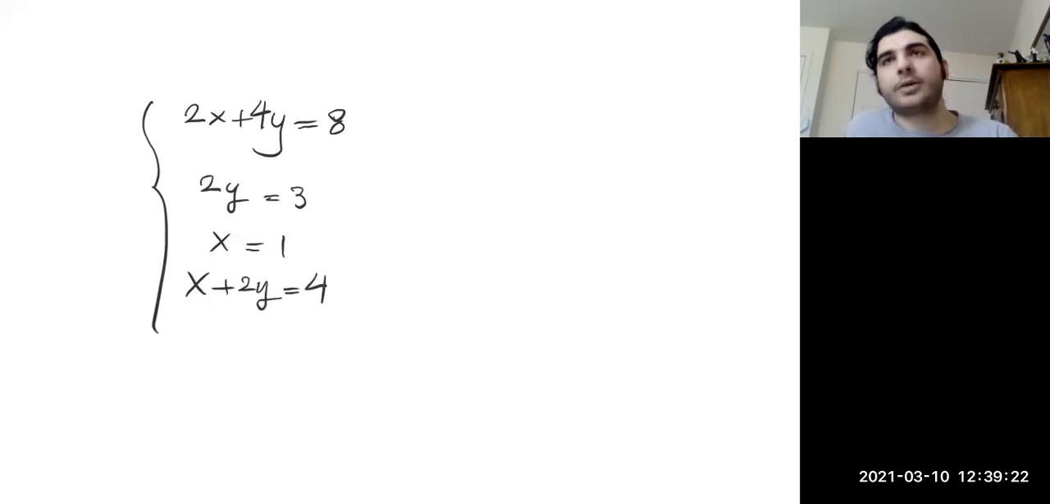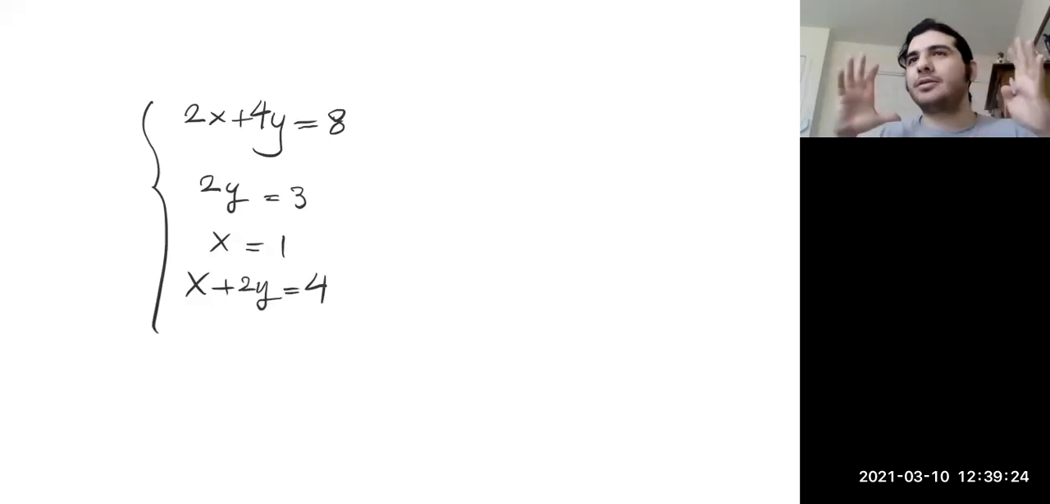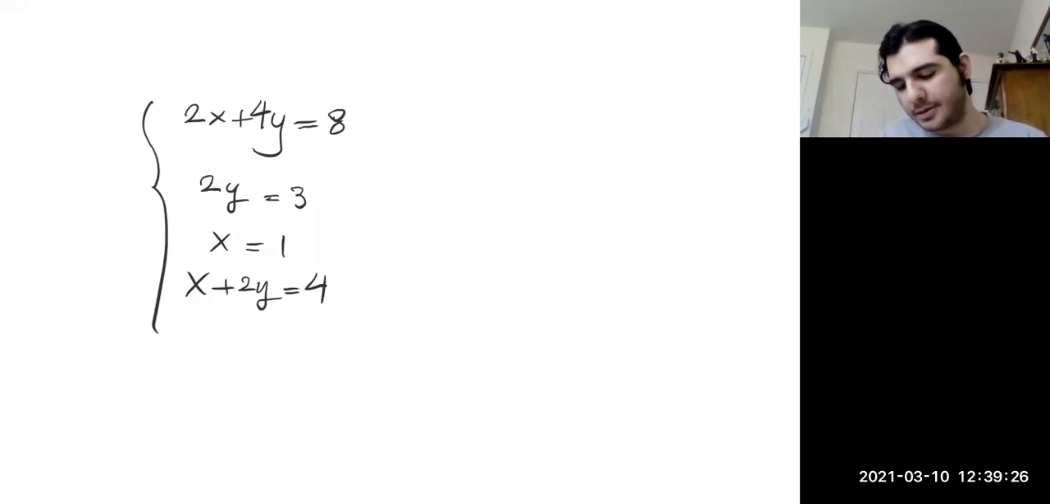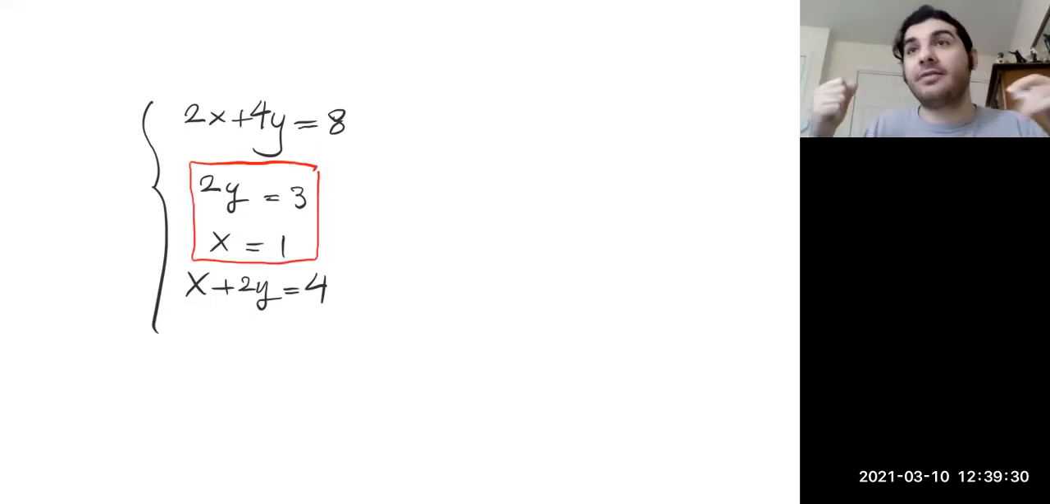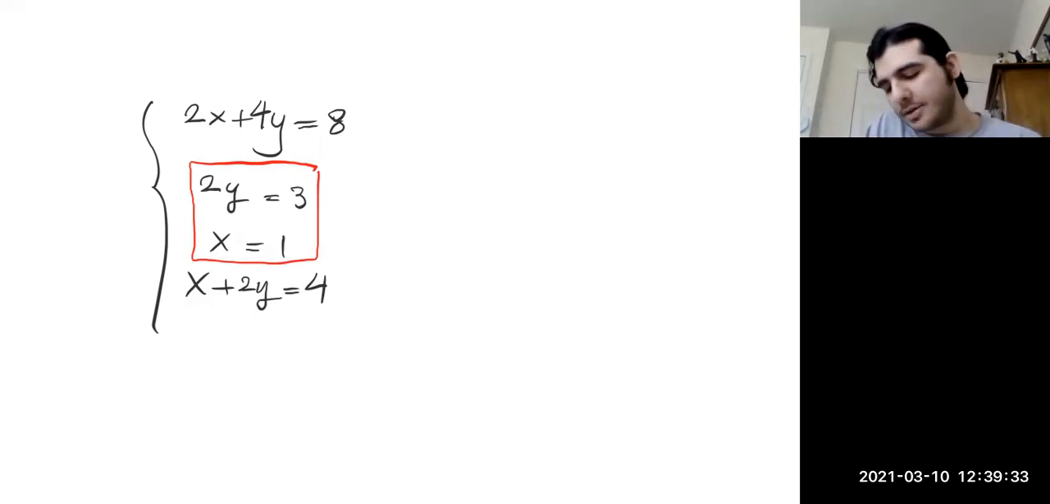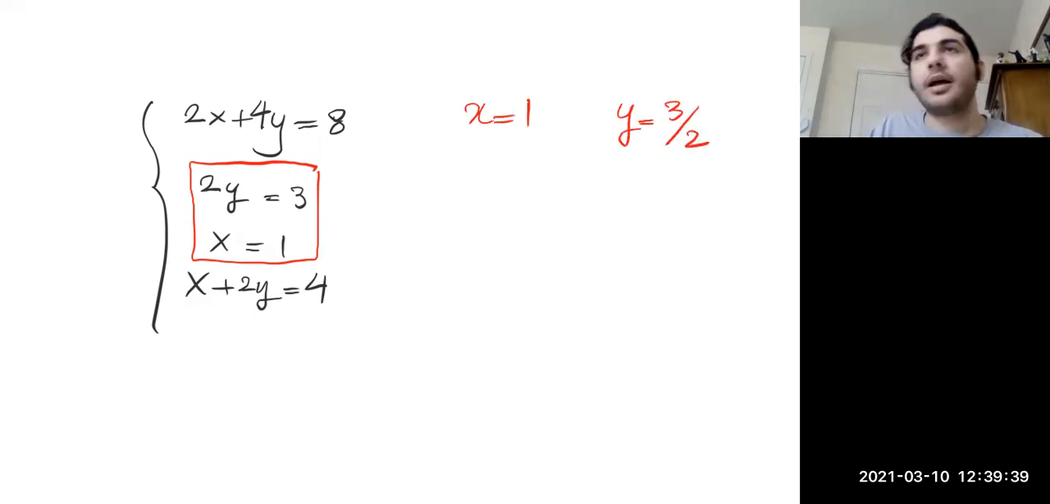Now, there are two equations here which are better to work with, because they explicitly tell us the values of x and y. One of them says x is equal to 1, and the other one says y is equal to 3/2. Now it only remains to see if these solutions satisfy the other two equations. If that's true, then this is the answer to this set of equations, right?